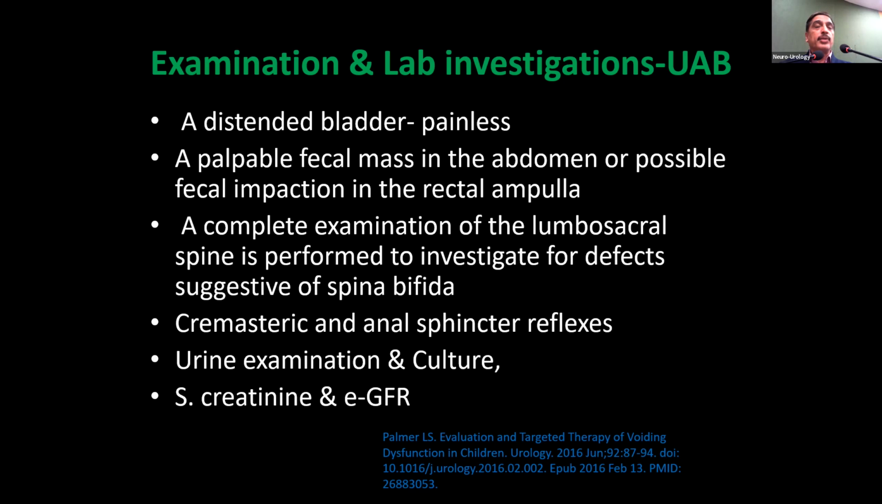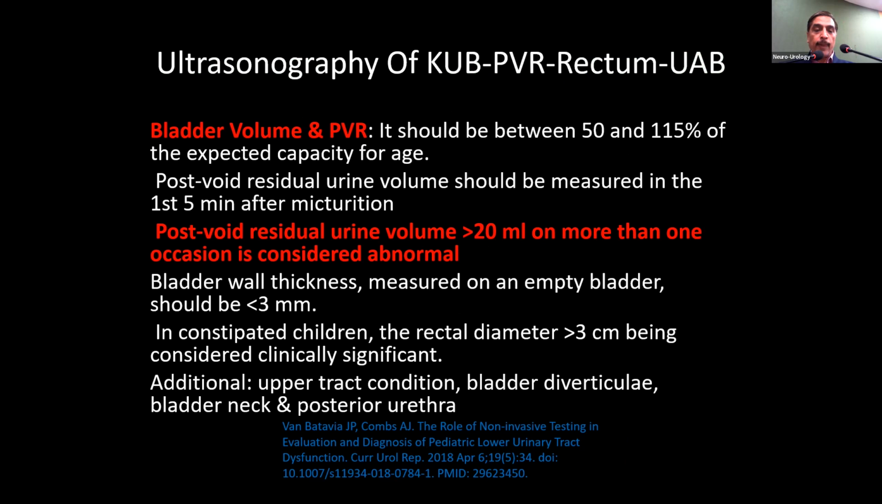Most of these cases in my setup come with urinary tract infection, so urine examination and culture, serum creatinine, as we see renal deterioration in almost 2/3 of patients. Ultrasonography: the bladder volume should be between the 50th and 150th percentile of the expected capacity for age. We'll come to the expected capacity. Post-void residual urine volume should be measured in the first 5 minutes, preferably the first minute of the micturition. Any post-void residual urine volume more than 20 ml on more than one occasion is considered abnormal.